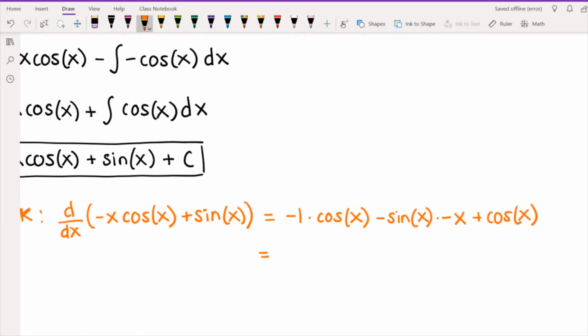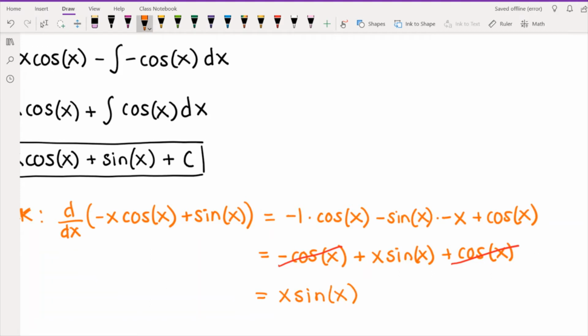And so if we simplify this, we end up with negative cosine of x plus x times sine of x plus cosine of x. And notice that we have a negative cosine of x and a positive cosine of x. They cancel out, and we're just left with x times sine of x.